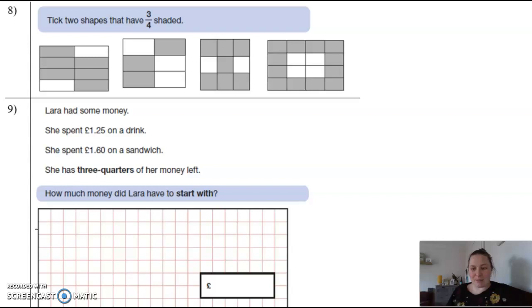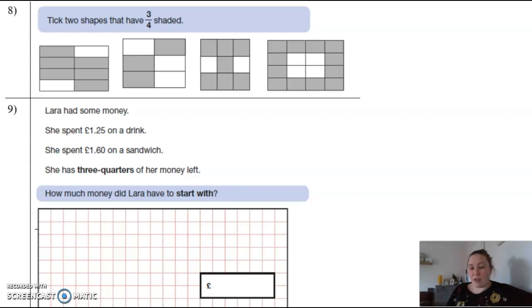Today we're looking at page 38, I think it is. We might be at 39 now. The fraction problems, questions 8 and 9. I'm going to talk you through the answers to these two problems. So, the first one, tick two shapes that have 3/4 shaded.